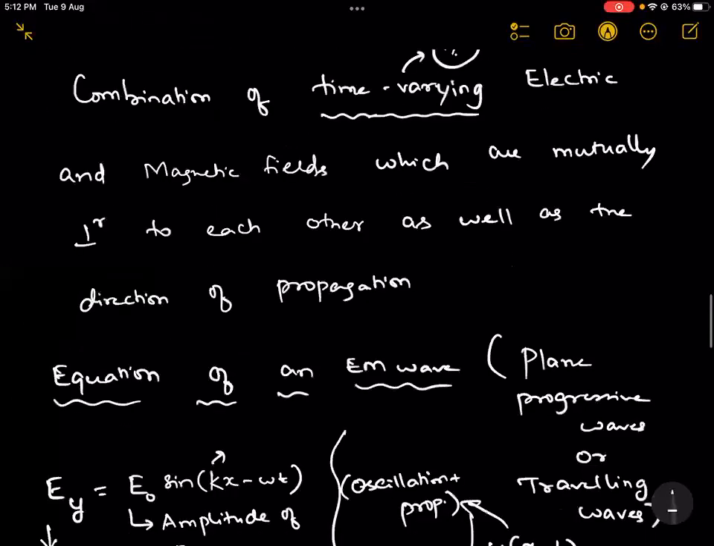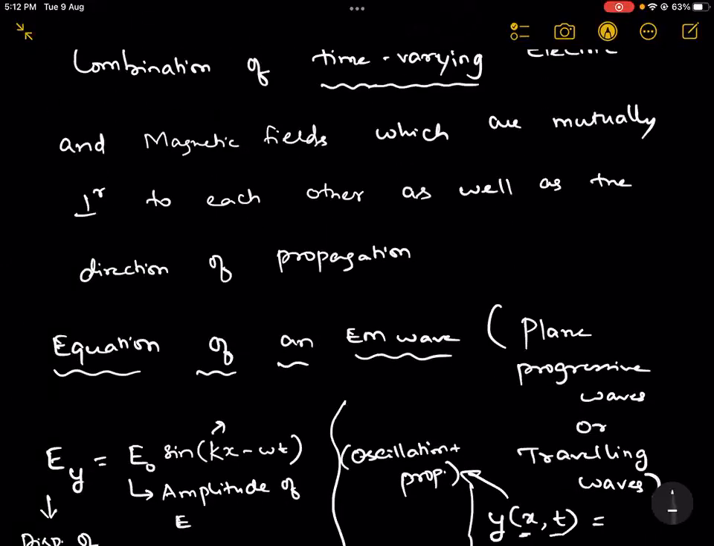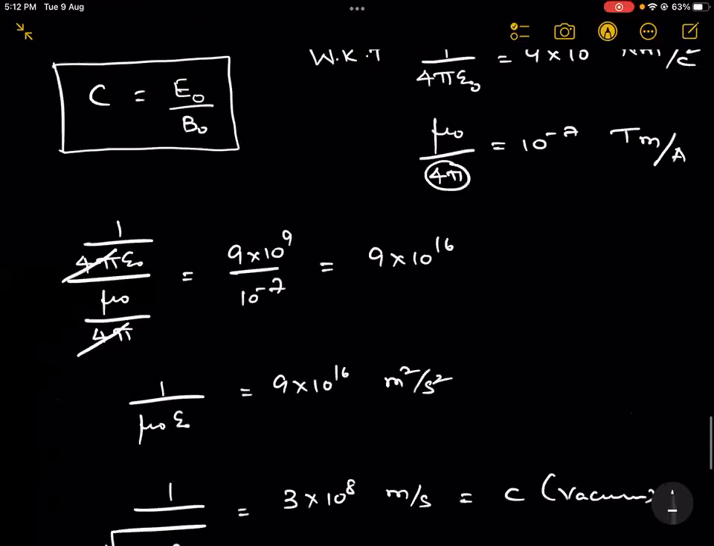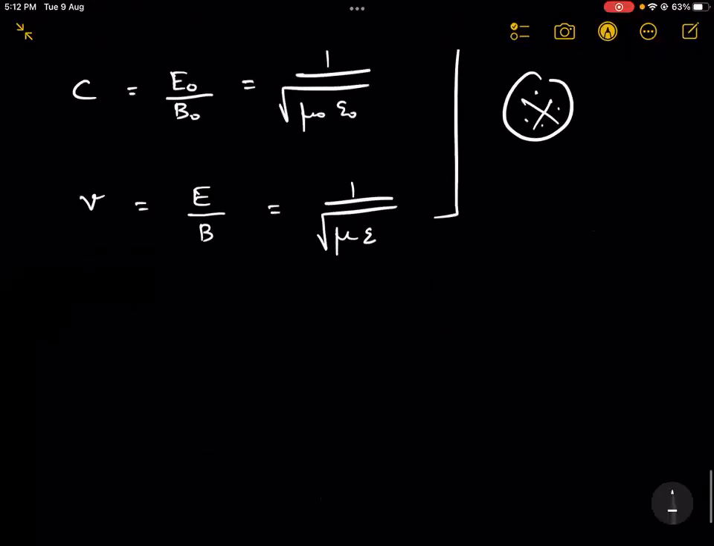So E naught is the magnitude of the amplitude of the electric field, and B naught is the amplitude of the magnetic field. Also, you can write it as E divided by B. Did you observe in yesterday's problem, though I gave you the formula as E naught by B naught, that we used it as E by B? Why? How can both be the same?